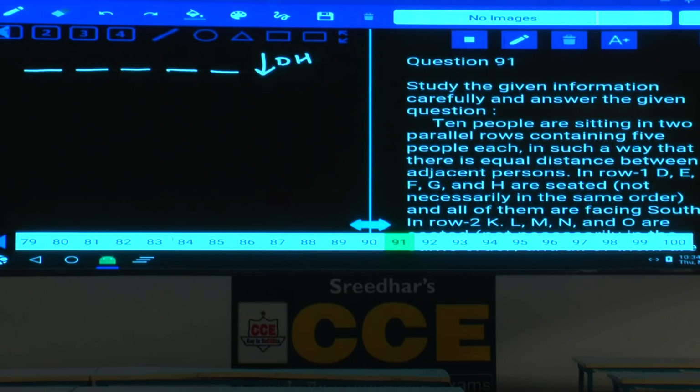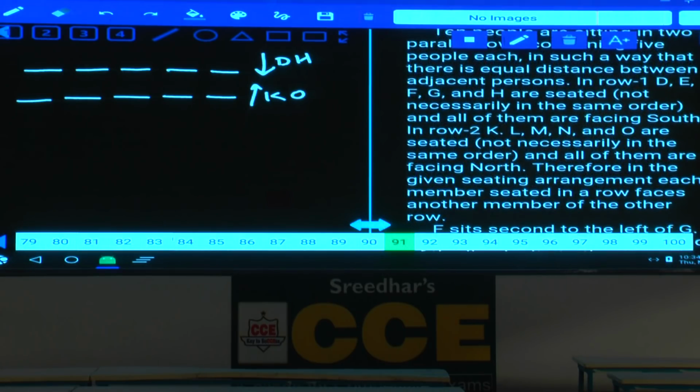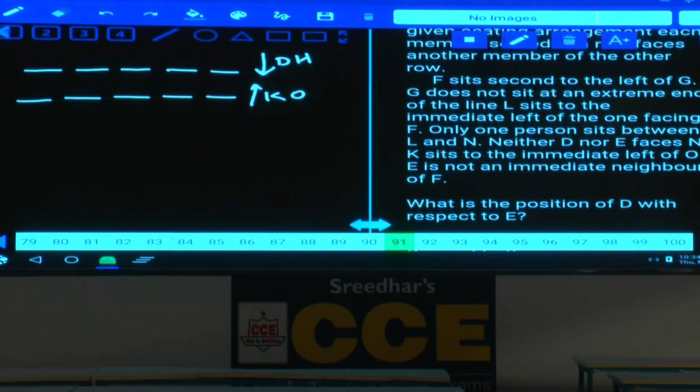And in row 2, K, L, M, N, O. Now K to O are the persons in row 2. And therefore, in the given seating arrangement, each member seated in one row faces another member of the other row. F sits second to the left of G. G does not sit at any one of the extreme ends. As G does not sit at any one of the extreme ends, tell me how many possibilities we have? 2 possible.